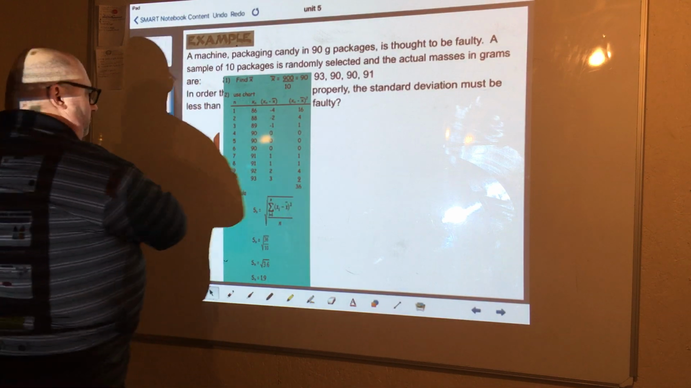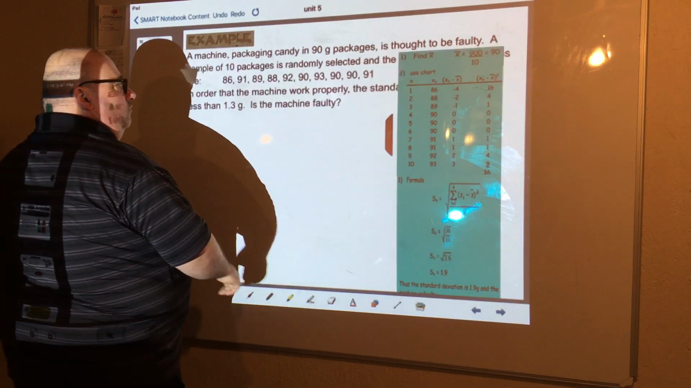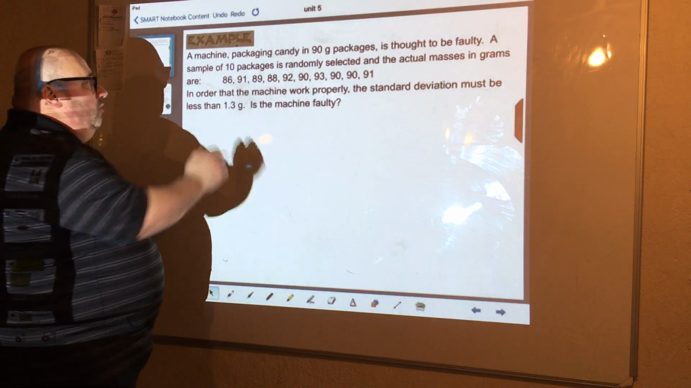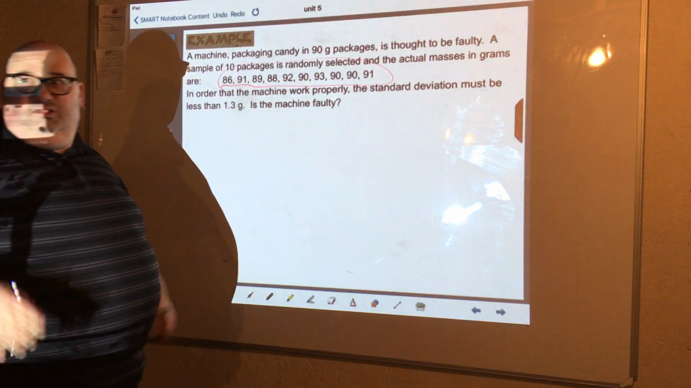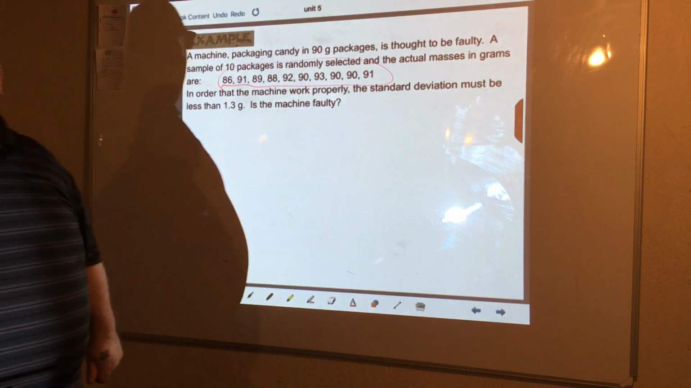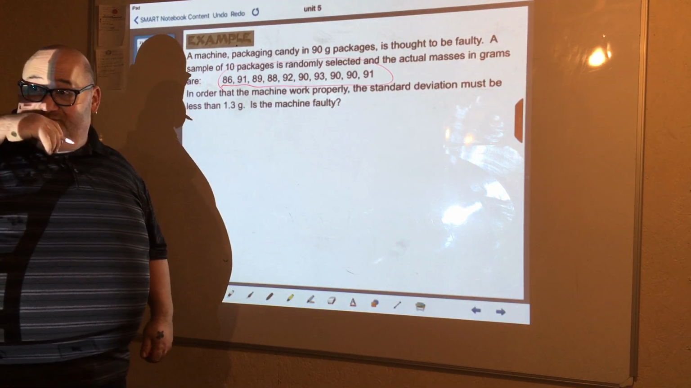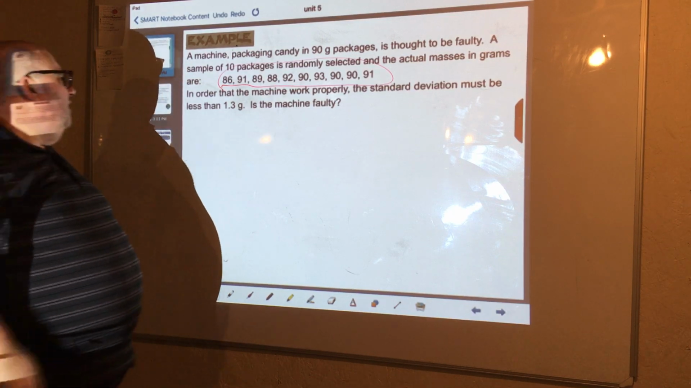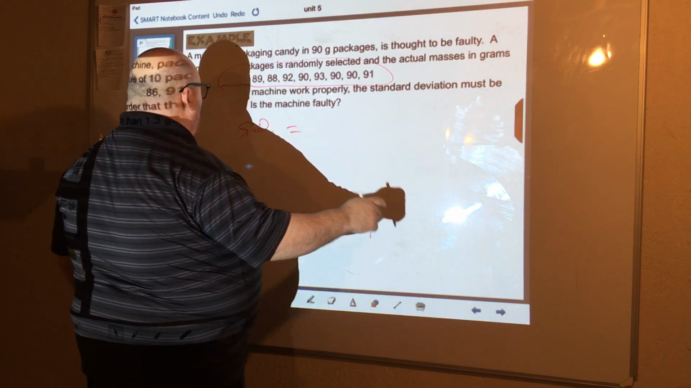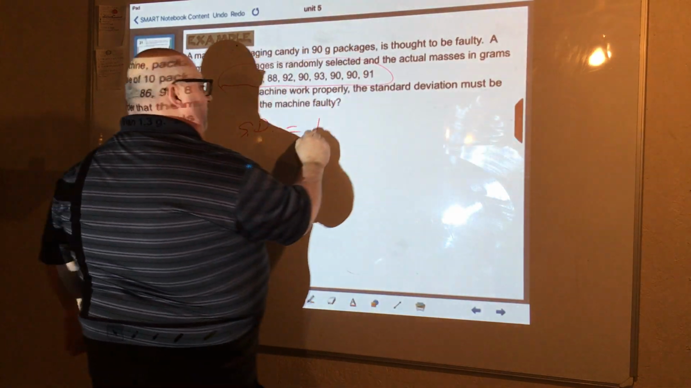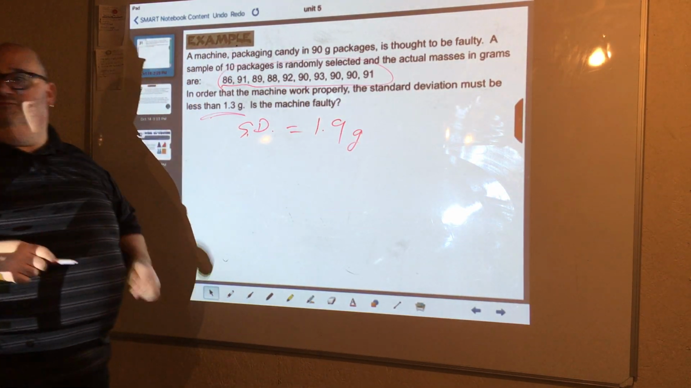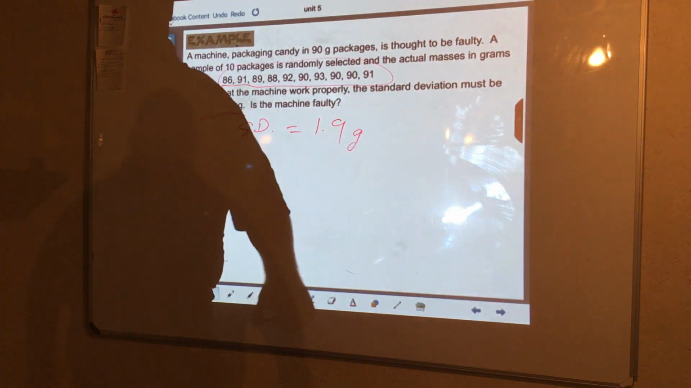Okay? So, move that away. All right. It turns out after we enter all this into our calculator and perform those variable stats on list 1, because that's where we put the information, and I'll have you do that for practice after this video, then our standard deviation was, what was it? I don't remember. 1.9, I believe. Yeah, 1.9. 1.9 grams. So, is our machine faulty? Yeah. Yes, it is. Right?